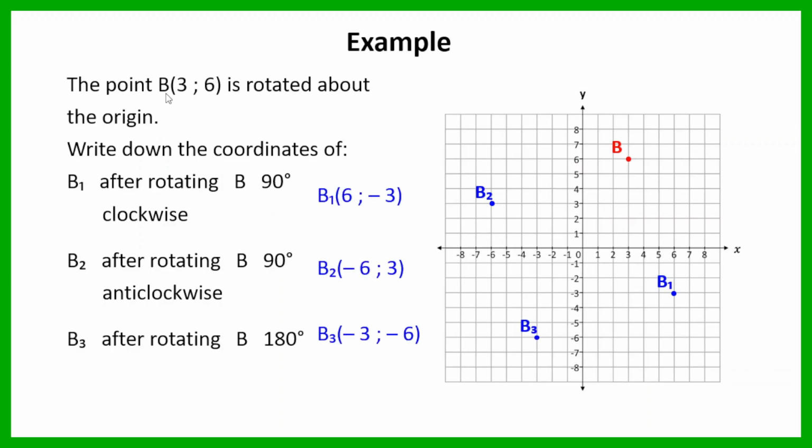In the first example, we had B, which was the point (3, 6). When we rotated it 180 degrees, we ended up with B' being (-3, -6). So they stayed in the same places, and they both changed sign. They both became negative in this one.